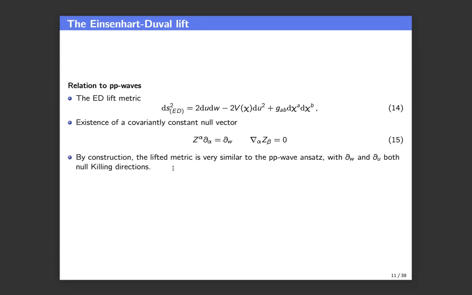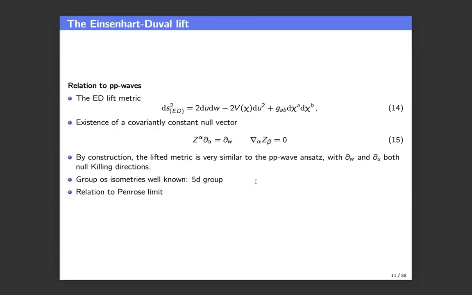As I was saying, this lifted metric is very similar to a pp-wave. And you have these two null directions, partial W and partial U. You can first look for the group of isometry of this pp-wave. The interesting point is that this has been known for a very long time. It is a 5D group, which is known as the Carroll group in 2+1 dimensions without rotation.